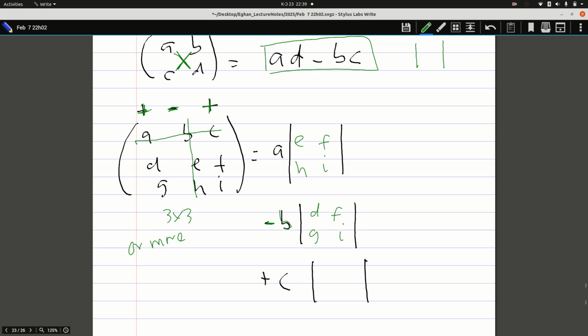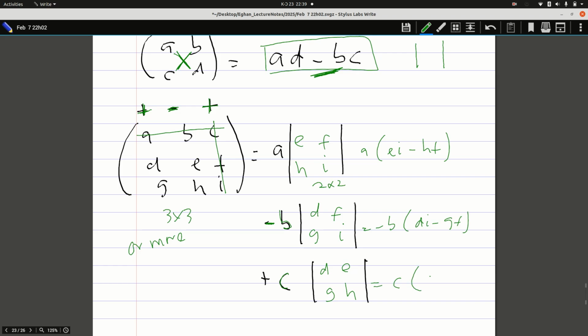When I take C, what I'll have to cross is, C is here on the third column and on the first row. So I end up getting D, E, J, and H. And these are just 2 by 2 determinants, as given here. So I'm going to get A out, EI minus HF, if I'm correct. I'm going to get negative B out, DI minus JF. And this will give me C out, DH minus EJ. And then I find a final result.